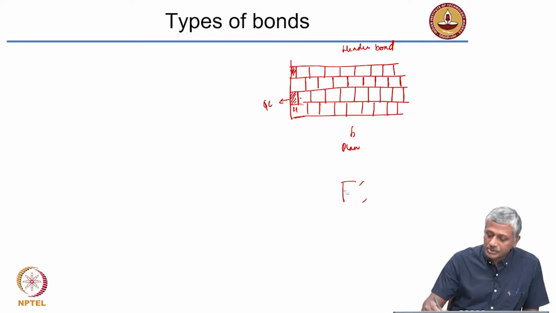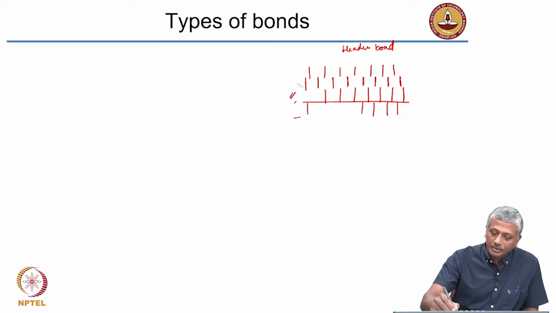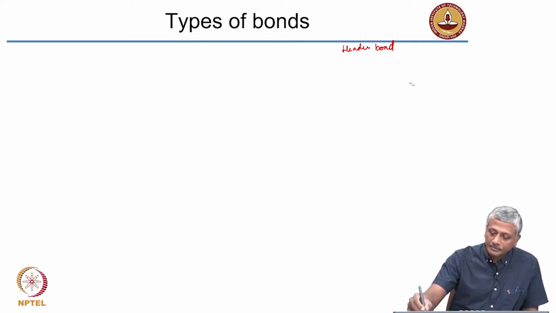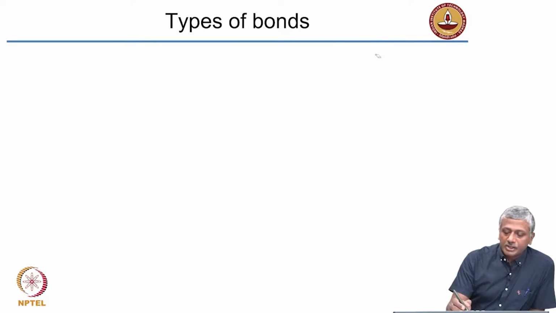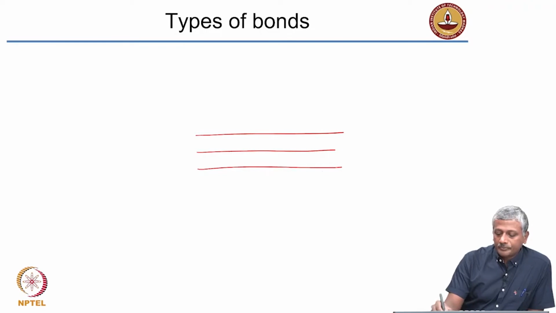Now let us look at the most important bonds that we typically use. That is the English bond and the Flemish bond. Okay, so what happens when we use English bond and Flemish bond? In the case of an English bond, as I said, every alternate layer will have only stretchers or headers.